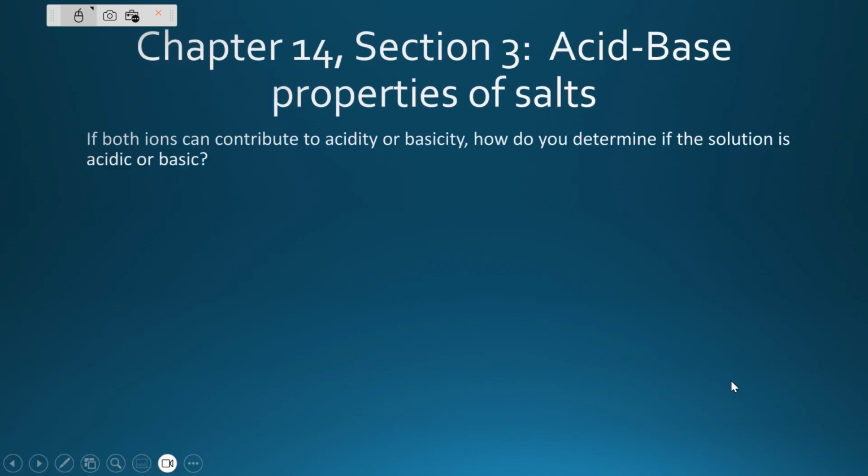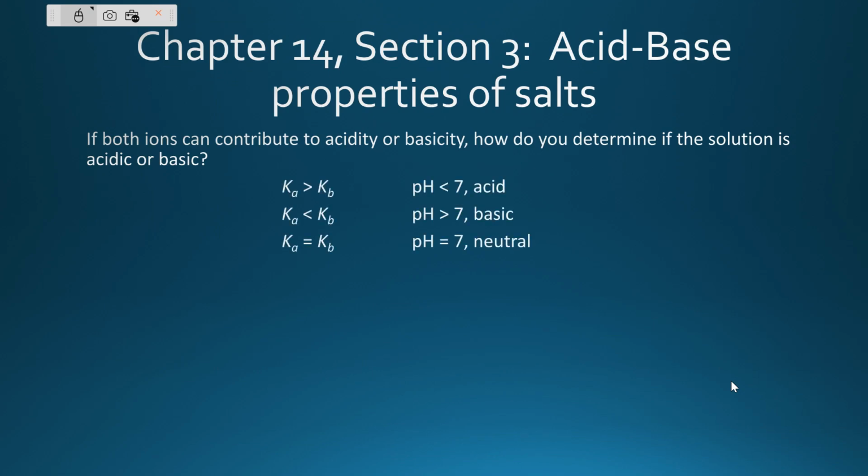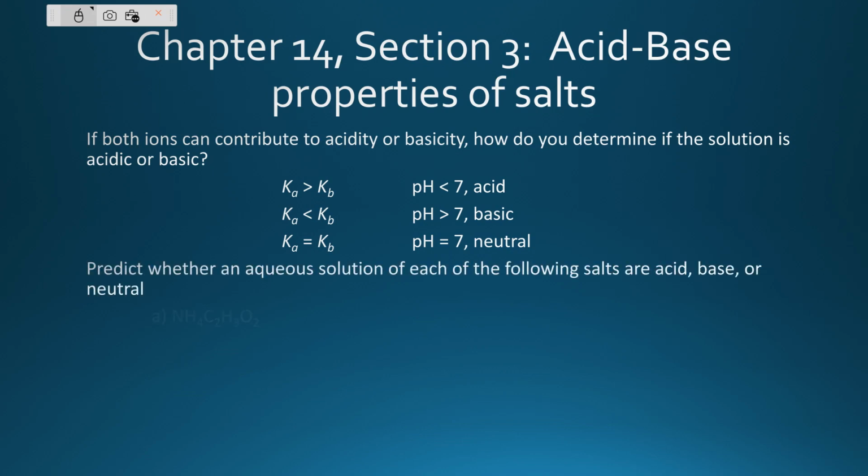If both ions can contribute to acidity or basicity, how would you determine if the solution is acidic or basic? Well, keep in mind what I showed in the beginning of section 1. If I have more of my acids than my bases, then I'm going to have a low pH and it's going to be acidic. If my bases outweigh my acids, it's going to be basic. Or they could end up being equal to one another, and that would then be neutral.